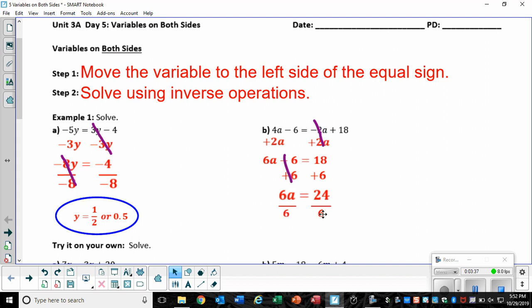Now I'm going to divide by 6. These 6's will cancel out, leaving me with just the a. And then on the other side, I do 24 divided by 6. I get a equals 4. And that is my final answer.